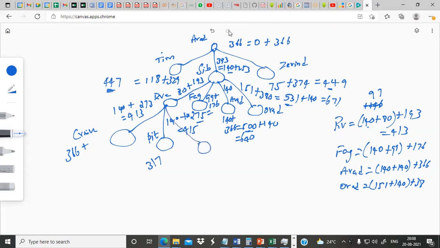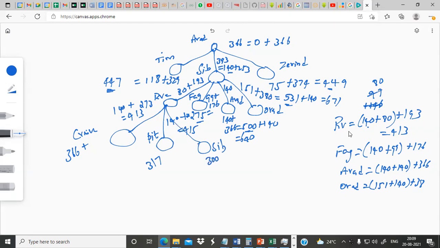Okay, so there is another path. From RV, you can reach CBU. What's the cost of reaching CBU? It is 80. So it is 140 plus 80 plus 80, basically 140 plus 160, so I guess it is 300, right?